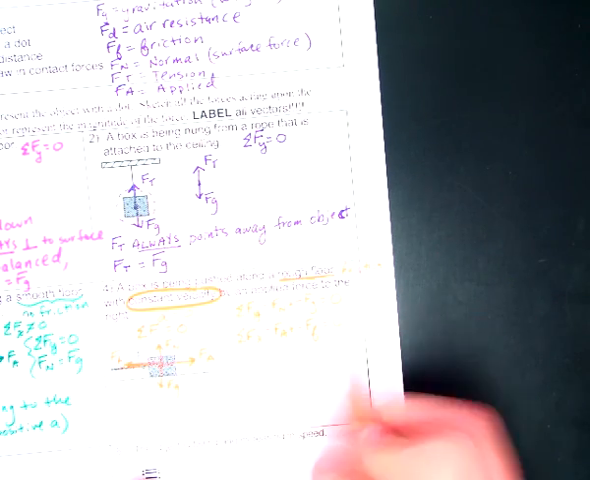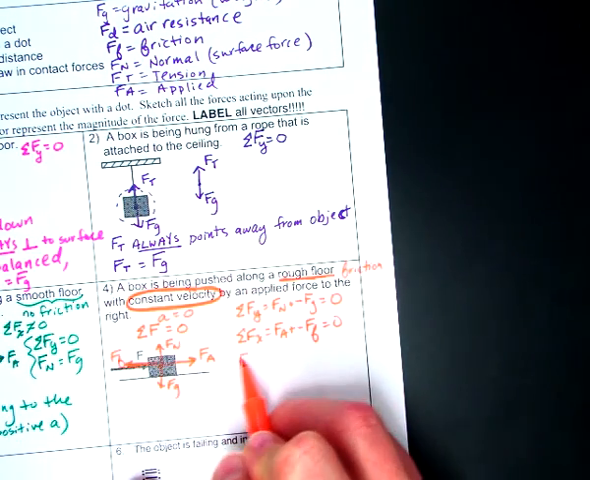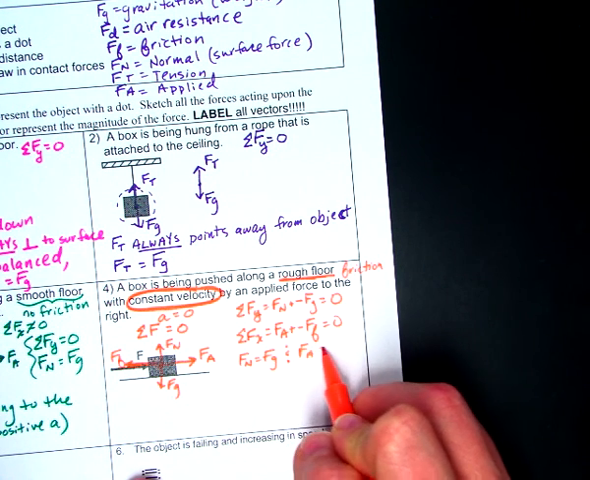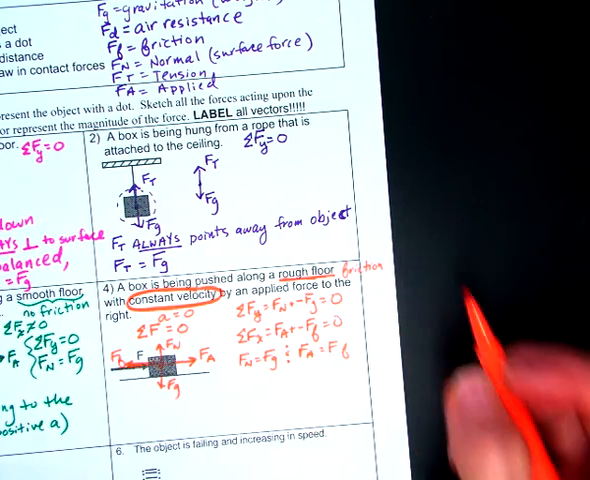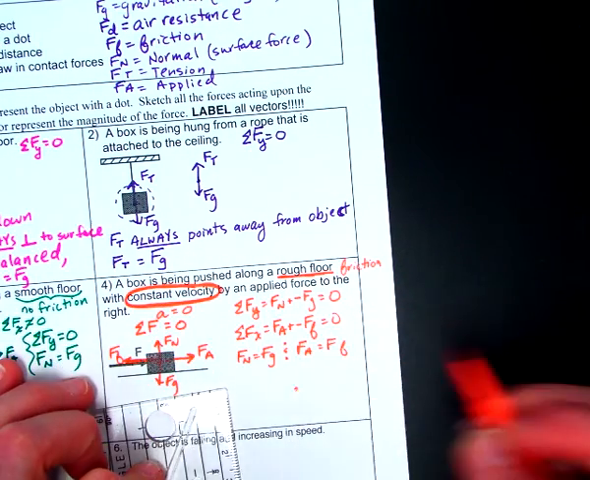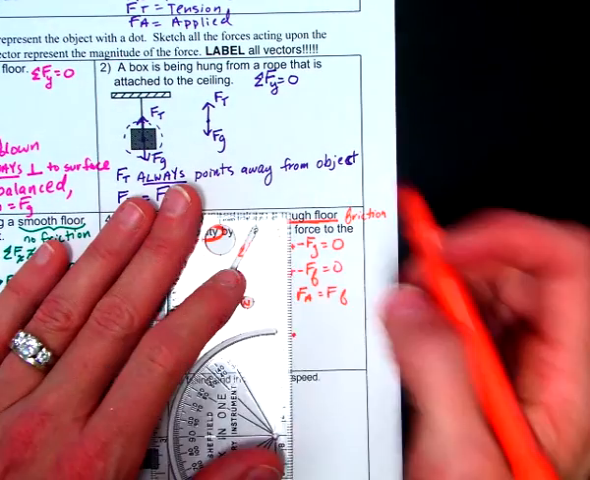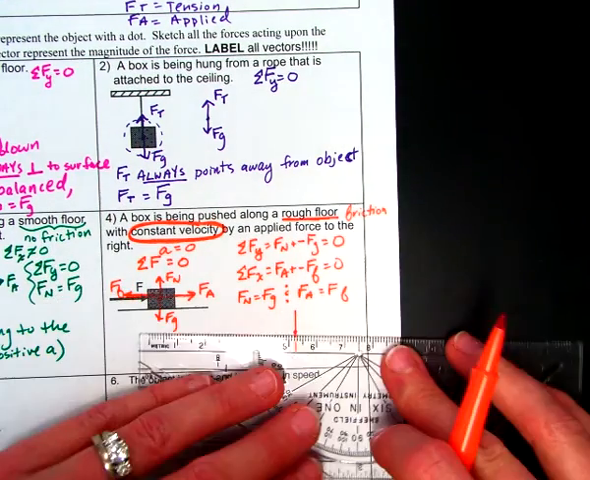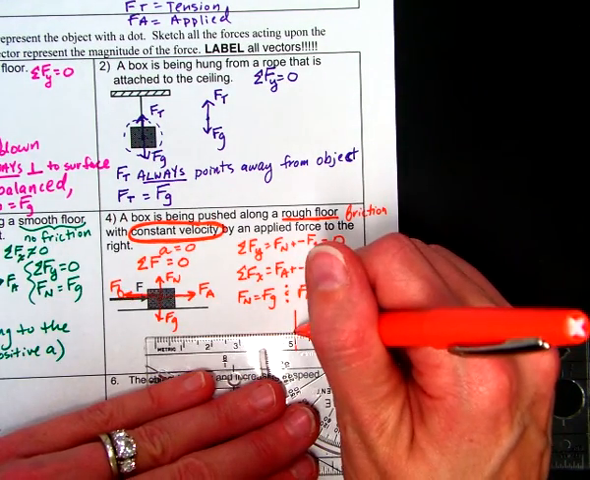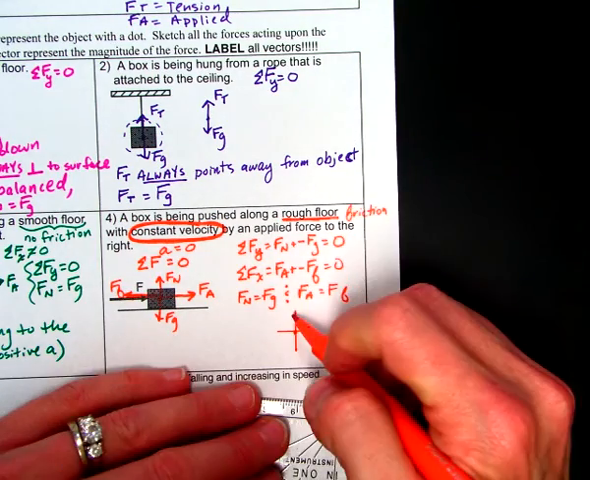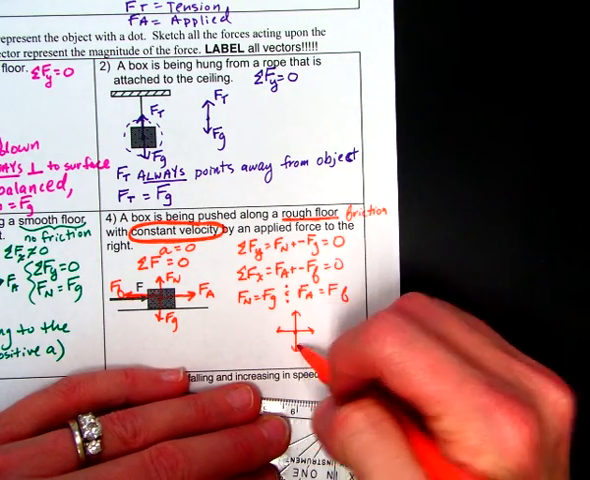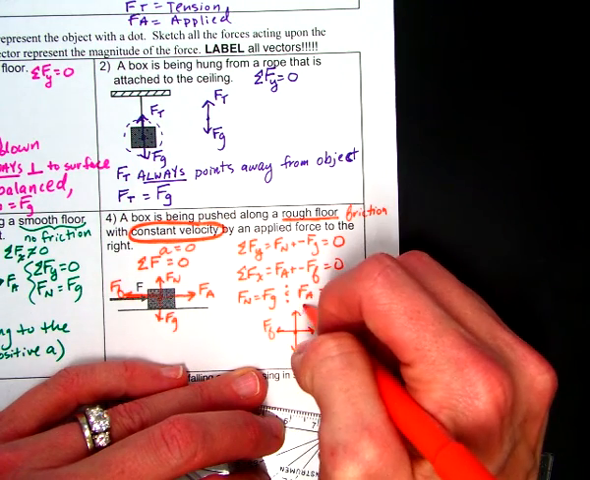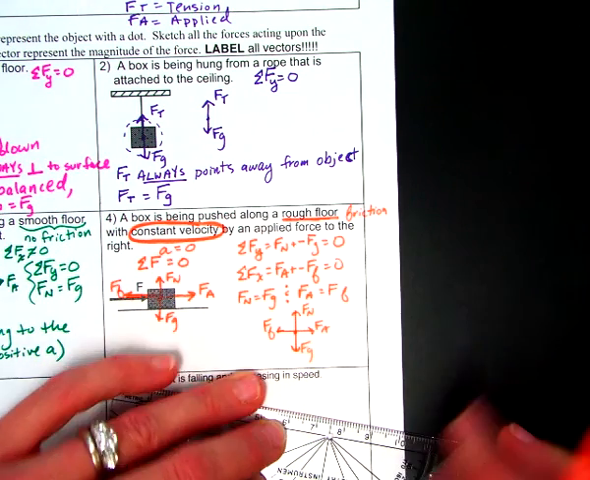And what that means is that Fn equals Fg and Fa equals Ff. So when I'm drawing my free body diagram, if I draw a dot, it's going to be the same size up and down and the same size left and right. So this is applied force, friction force, normal force, gravitational force.